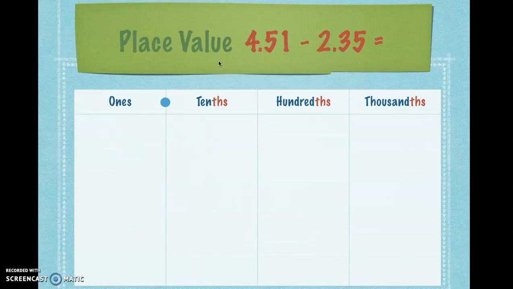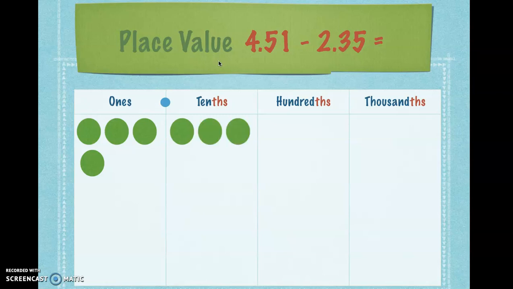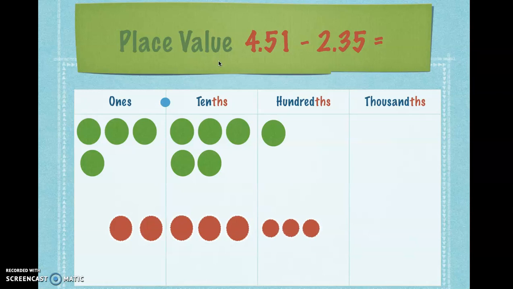So I'll show you that one again. The only time we might have a problem is when digits on the top are smaller than the digits on the bottom. So here I've got 4.51, take away 2.35. So I'll represent this: 4, decimal point, 5 tenths, and 1 hundredth. And I need to find the difference with 2 wholes, decimal point, 3 tenths, and 5 hundredths.